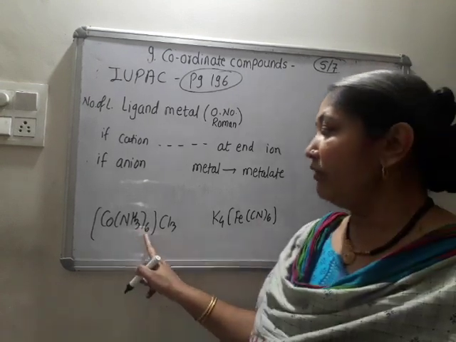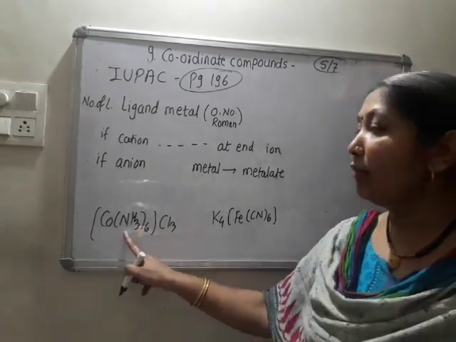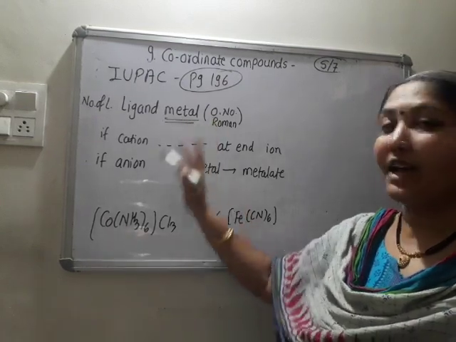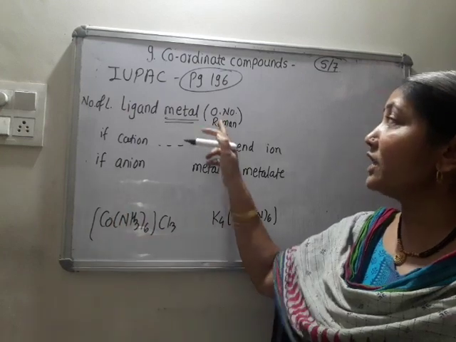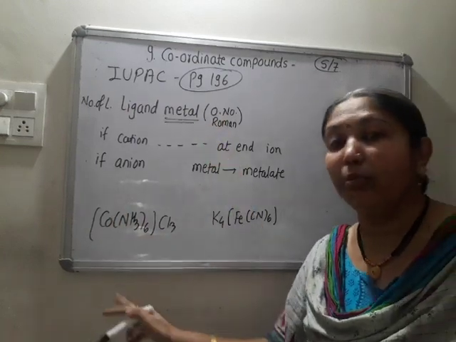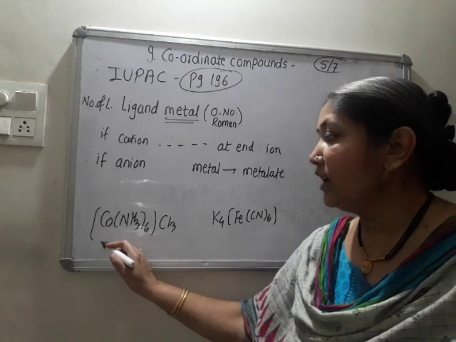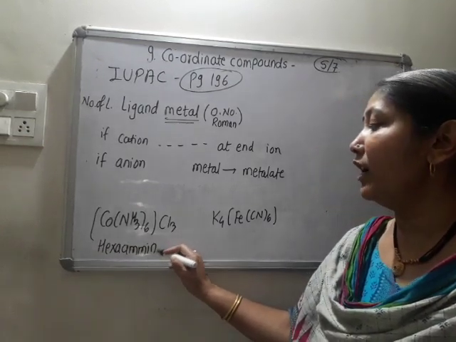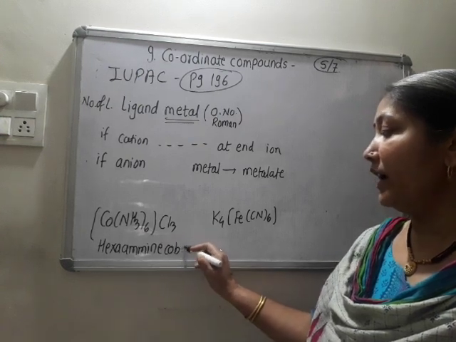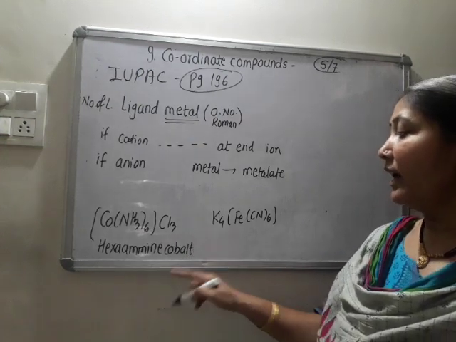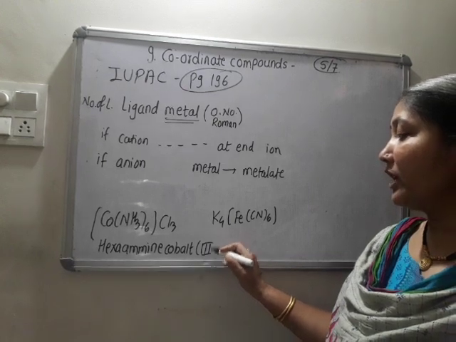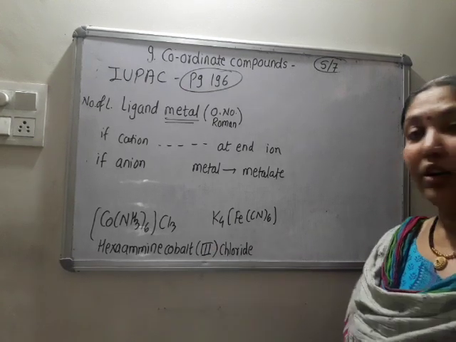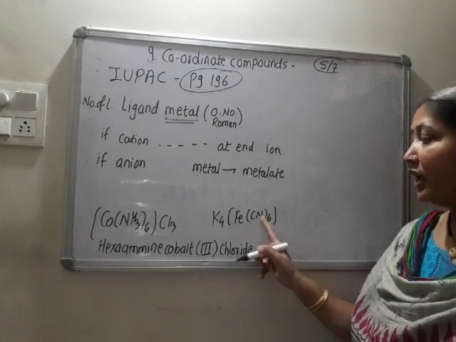So what will it be? Hexaammine cobalt. This is positive, so we write the metal as it is, cobalt. And the oxidation number, I told you how we write it, that is +3. So this is hexaamminecobalt, no space. The oxidation state is 3 and this is chloride. Got it? Similarly here.